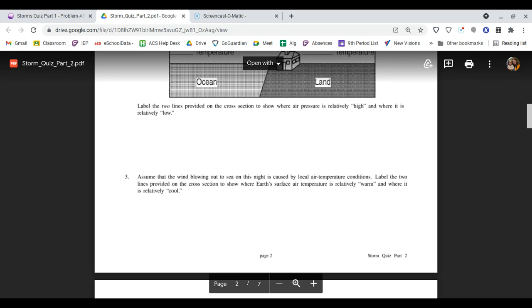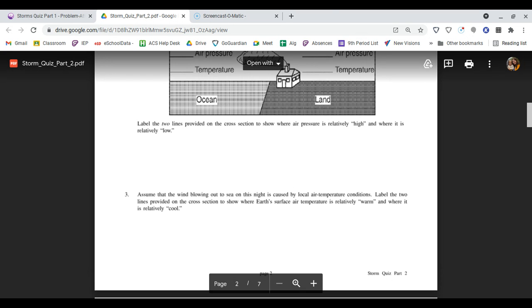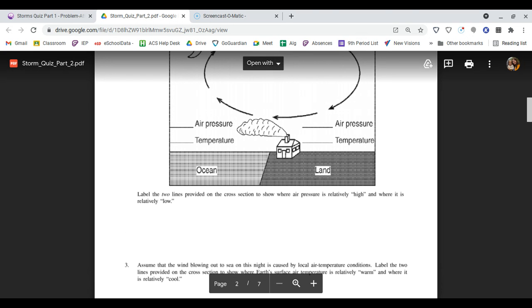And then number 3 says, it's on that same picture. Assume that the wind blowing out to sea on this night is caused by local air temperature conditions. Label the 2 lines provided on that cross-section to show where Earth's surface air temperature is relatively warm and where it would be relatively cool.